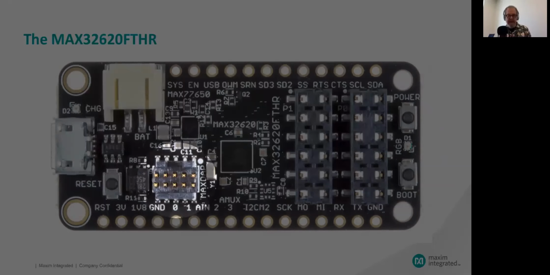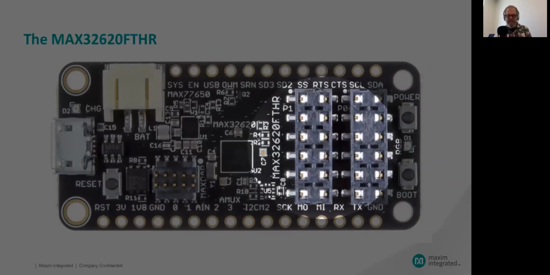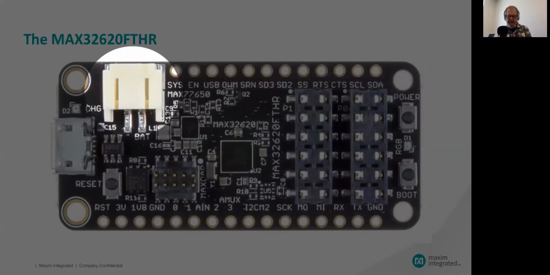On the right side, there's a pair of dual row headers. You can use these as connection points to connect to PMOD compatible expansion boards, and Greg's going to go into a lot more detail on that. Then up on the top, there's a battery connector. Generally, you plug in a lithium poly battery, and the PMIC will take care of safely charging and discharging the battery.